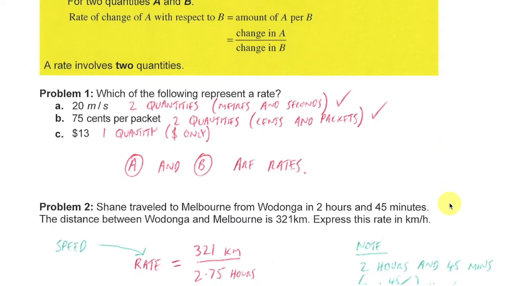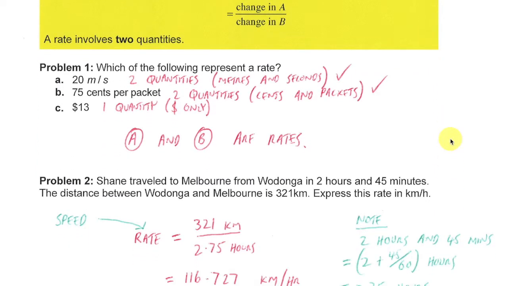Problem 1, we need to identify which ones are rates and which ones are not. So remember, we're looking at the change in two quantities. So 20 meters per second, two quantities, meters and seconds. So therefore, that is a rate. 75 cents per packet. So per packet, we are charged 75 cents, two quantities again. And here we just have an amount, $13. There's no change there with respect to another quantity. So it's got the one quantity. So therefore, it is not a rate.